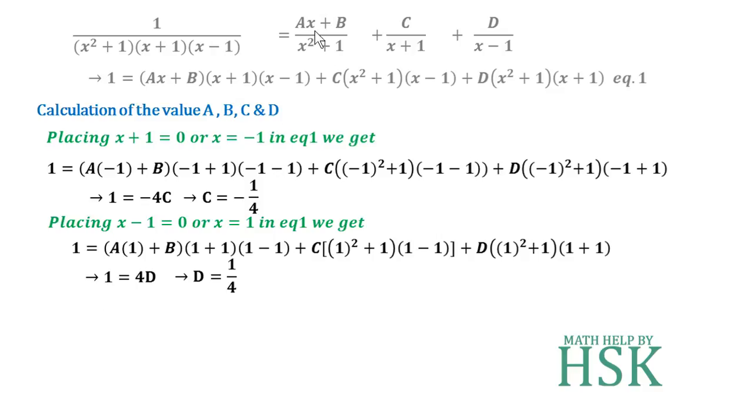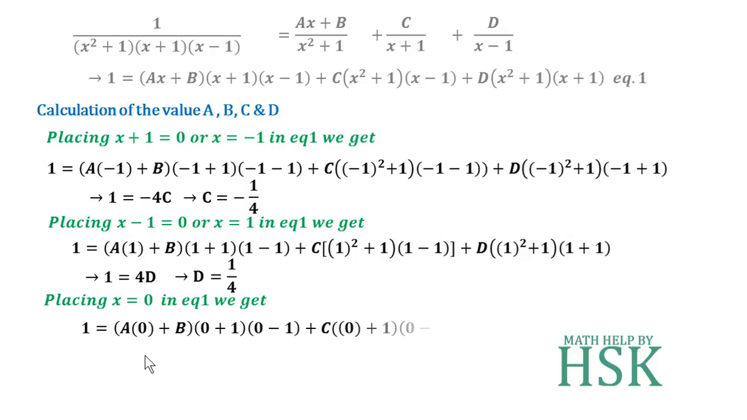Now to solve the values of a and b, I'm going to place easy values in equation number 1. On placing easy values in equation number 1, I'm going to get an expression between a, b, c and d, and with the help of the values of c and d, I'm going to solve the values of a and b. So placing x equal to 0 first of all in equation number 1, we get 1 is equal to a into 0 plus b, 0 plus 1 into 0 minus 1, c into 0 plus 1 into 0 minus 1, and d into 0 plus 1 into 0 plus 1.